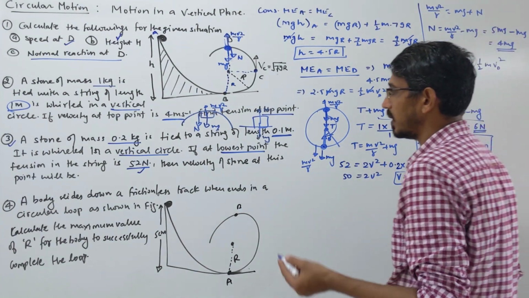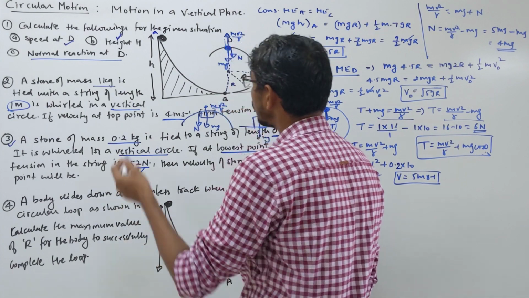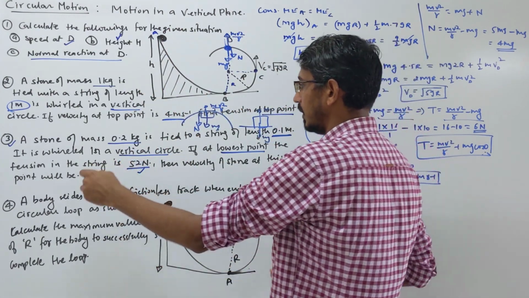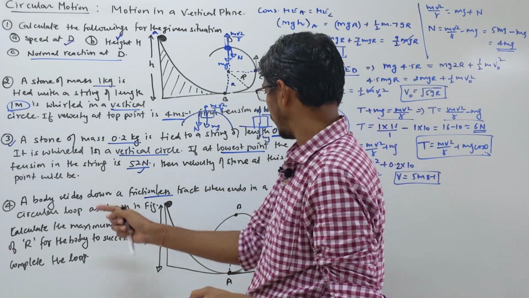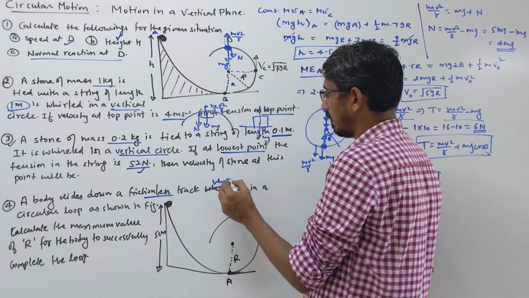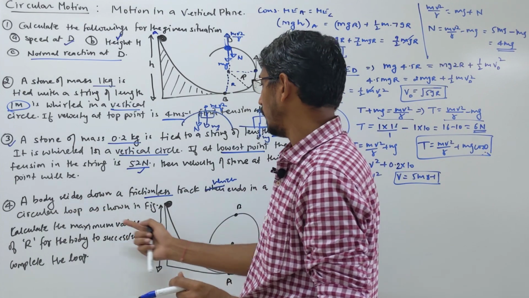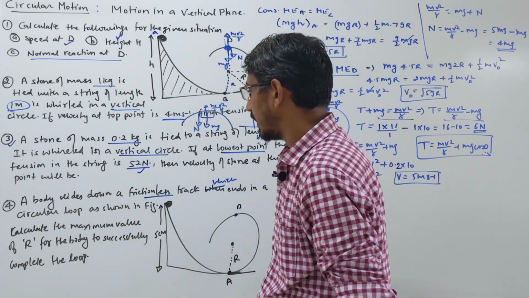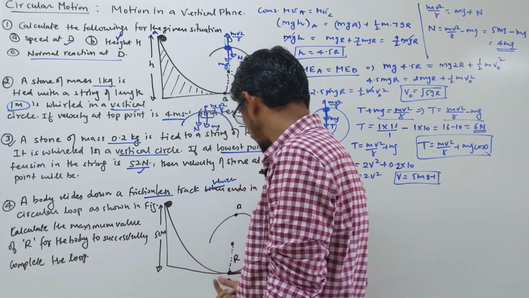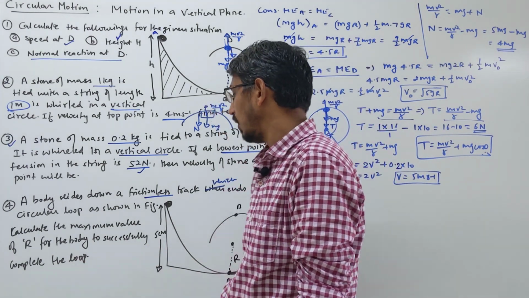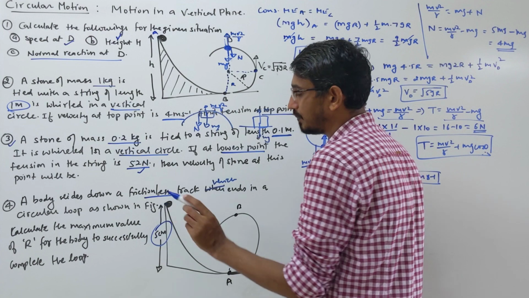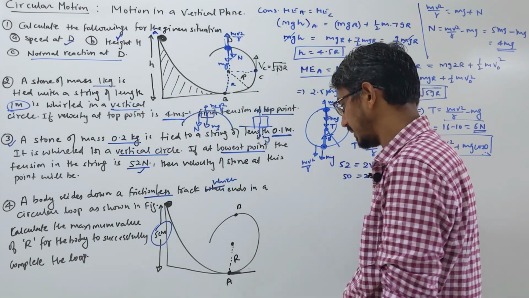Okay, let's move to the last problem. It is similar to that type of problem: a body slides down a frictionless track which ends in a circular loop as shown in the figure. Calculate the maximum value of radius, the radius you have to calculate for the body to successfully complete the loop. Here height is given to you. Height is given and they are asking radius.